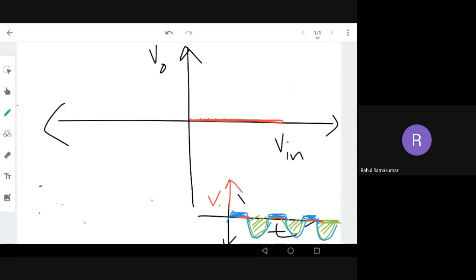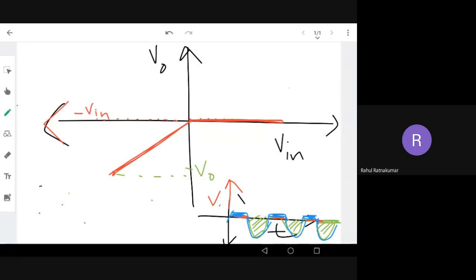For the negative input, as V in is going negative, V out is also getting a negative value on this side. V in is negative in this direction, minus V in is happening here, so my V out is also negative here. This is the V out versus V in graph of the circuit.